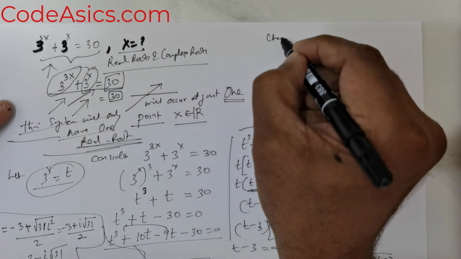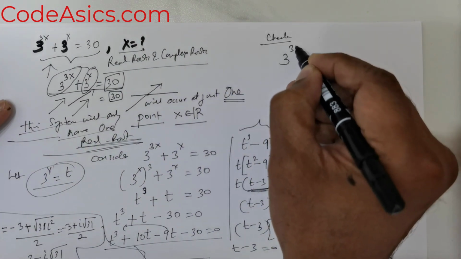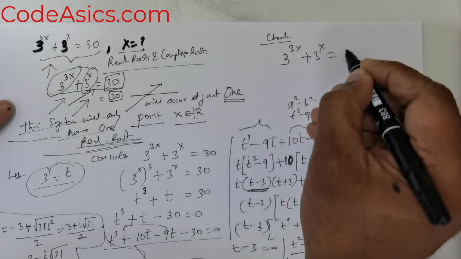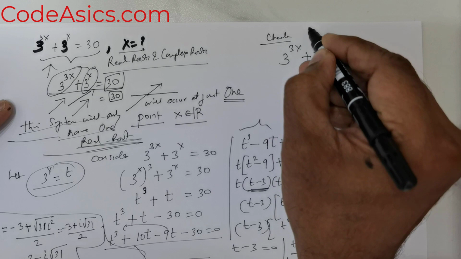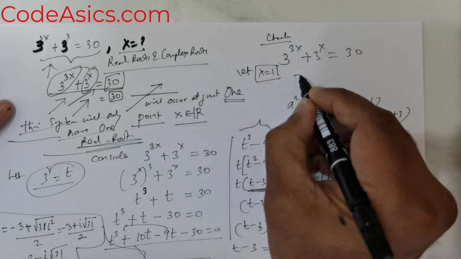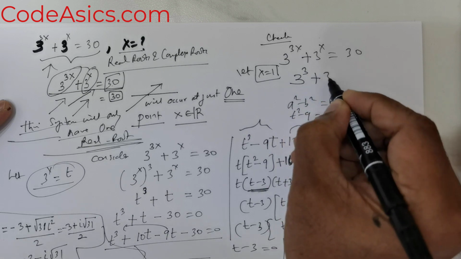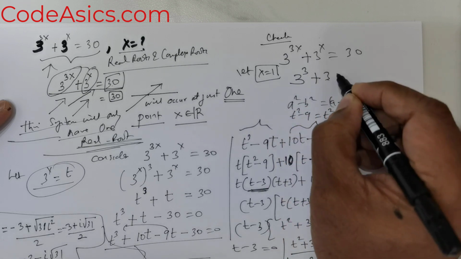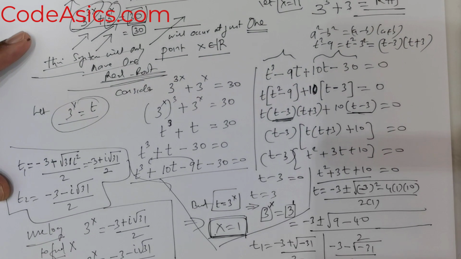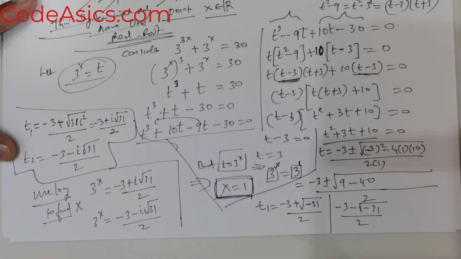And clearly you can check that value. So 3 raised to the power of 3x, positive 3 raised to the power of x should be equal to 30. If we take x = 1, this is going to be 3³ + 3. This is 27 added with 3, which will give us the right hand side. So that is the solution for this beautiful question. Thank you everybody.